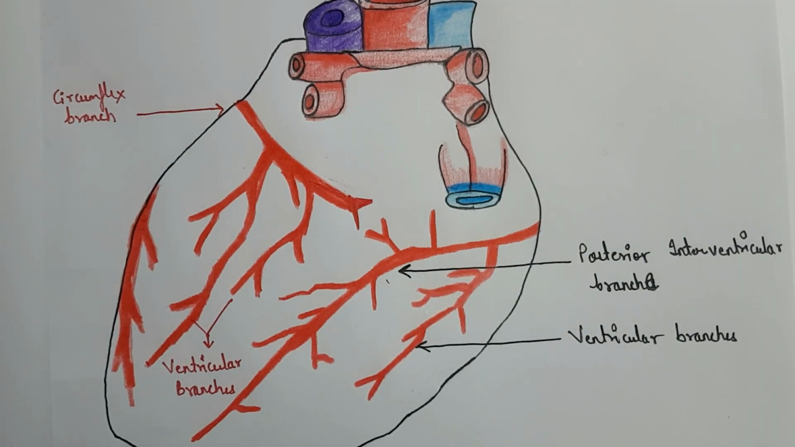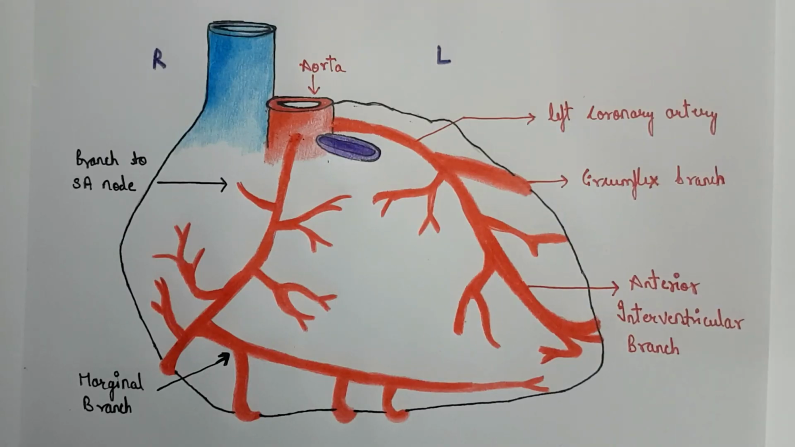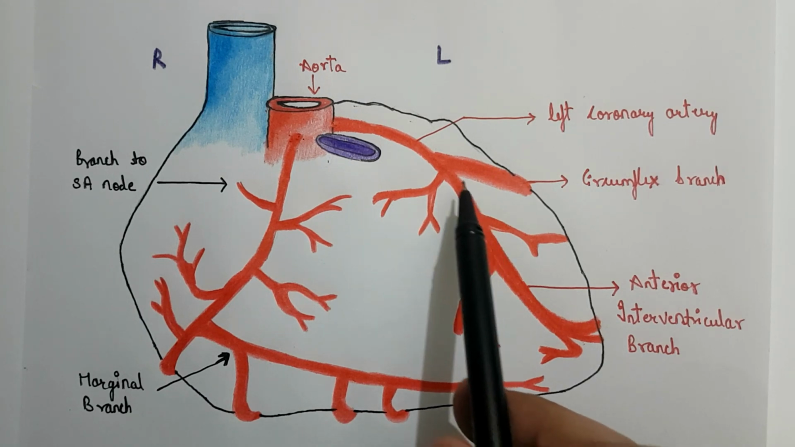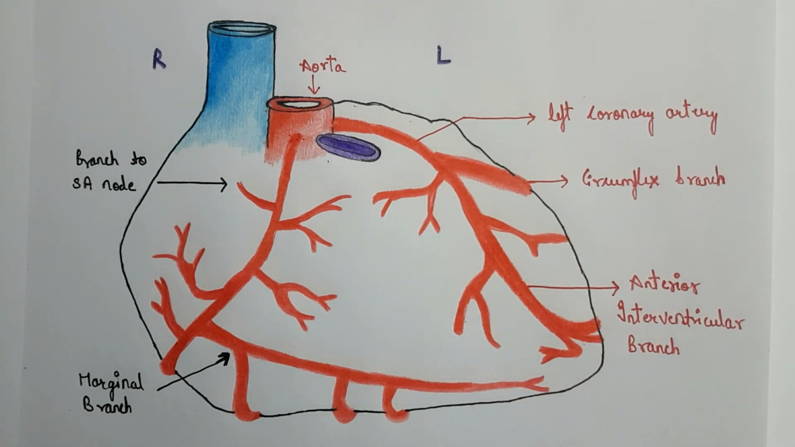So, talking about the branches of the left coronary artery, there are two main branches which give further branches. The first branch is the circumflex branch and the second branch is the anterior interventricular branch, that is this one. These are the two main branches, the circumflex branch and the anterior interventricular branch. Now let us talk about these in detail.